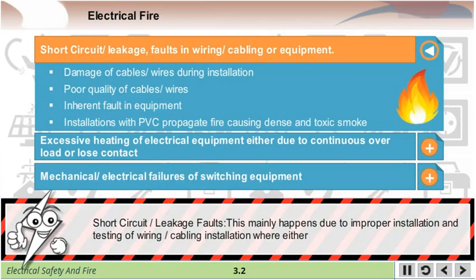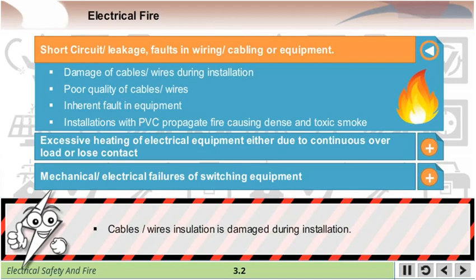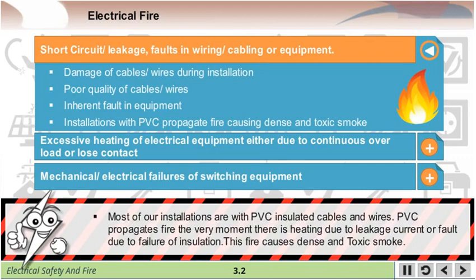Short circuit or leakage faults. This mainly happens due to improper installation and testing of wiring or cabling installation, where either cables or wire insulation is damaged during installation, where cables or wires are of poor quality leading to leakages, or where there is an unnoticed inherent fault in the cables or equipment. Most of our installations are with PVC insulated cables and wires. PVC propagates fire the very moment there is heating due to leakage current or fault due to failure of insulation. This fire causes dense and toxic smoke.